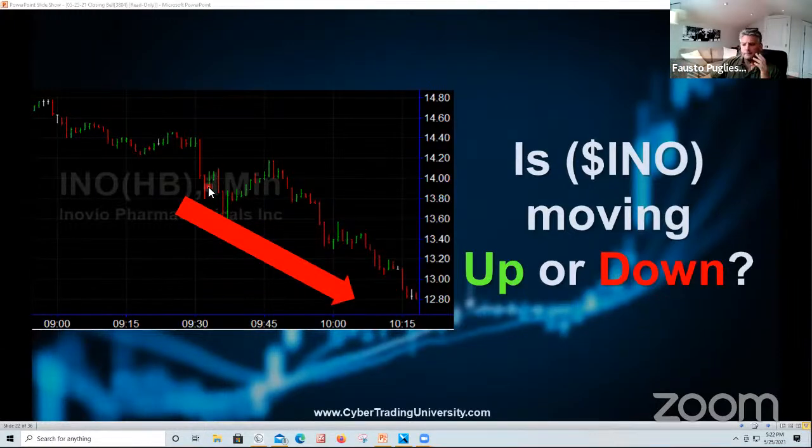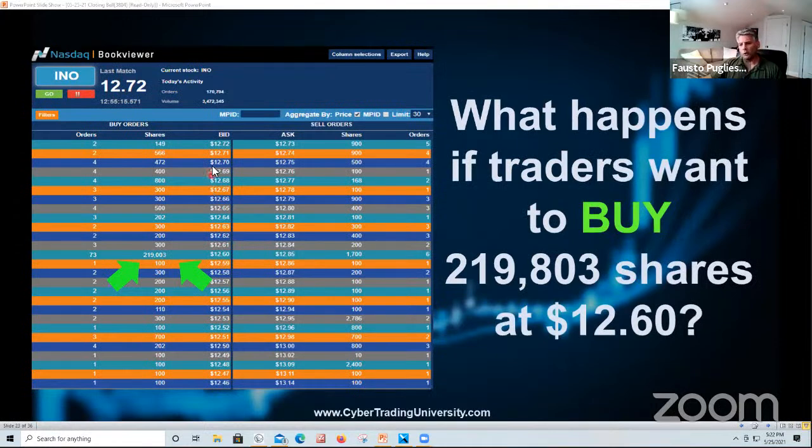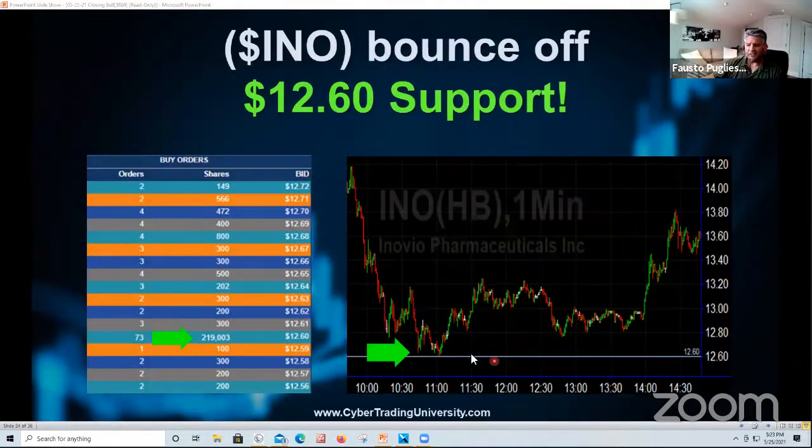Okay, so let's hop over and look at NASDAQ TotalView. And if you notice here, holy crap, there are 219,000 shares looking to be bought at $12.60. There are 73 different orders from around the entire world, people on the NASDAQ market who want to buy that stock at $12.60. So let's think about this for a second. Do you think I want to question that guy? Do you think I'm saying that's a fake order, that doesn't mean anything? Yeah, let me know how that works out for you. Because guess what? The stock hit that price and went right back up to $13.80.